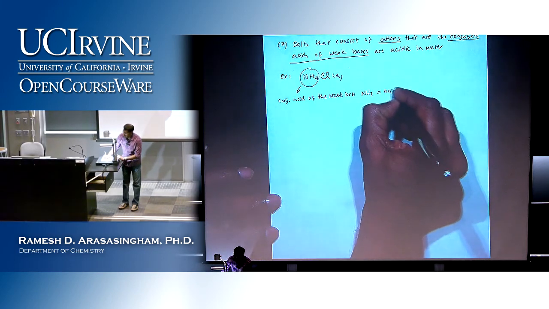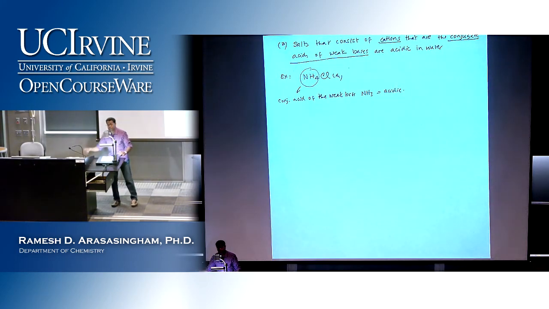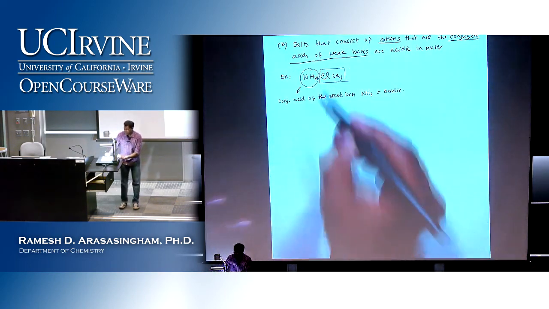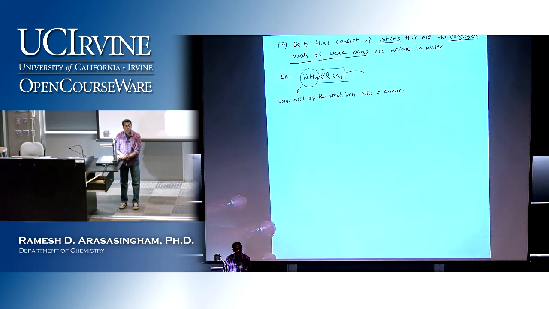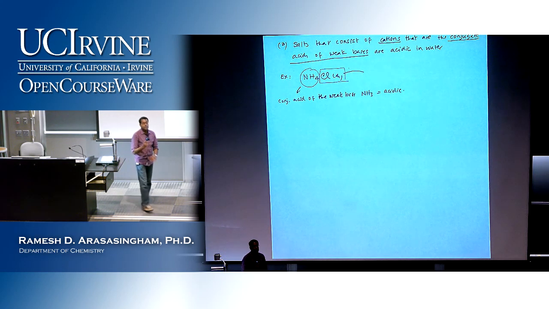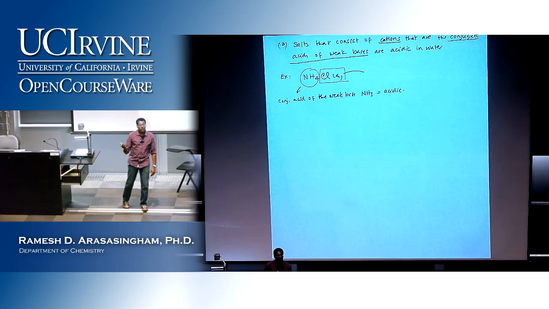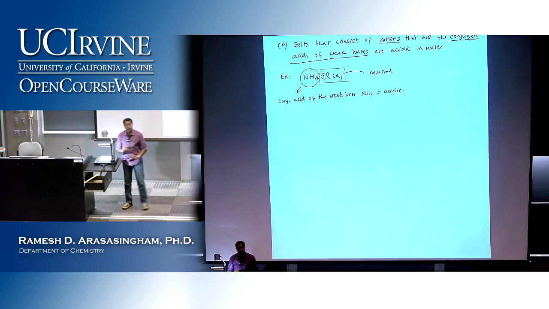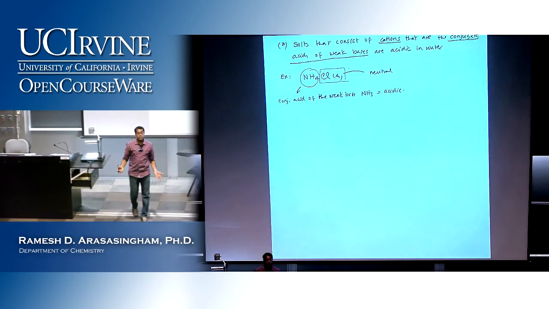Because it's the conjugate acid of the weak base NH3, you have NH4 plus, and this would be acidic. Now, if I take the anion of this, what is this anion? Cl minus. And what do we know? Is Cl minus acidic or basic? Cl minus is the conjugate base of a strong acid or weak acid? Strong acid. And what do we know about the conjugate bases of strong acids? They are neutral. So it turns out this will be neutral, and that will be acidic. So overall, the solution is going to be acidic.